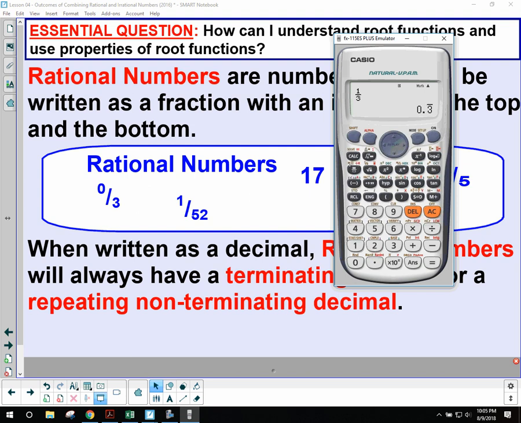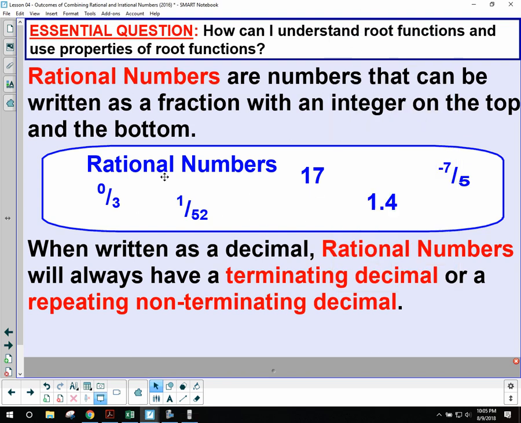Let's look at another example. Let's do 1 over 25. Hit enter. Hit the SD button. Oh, never mind. That was terminating. Let's try something off the wall. 13 over 17. Hit enter. SD. Whoa! If you look, that bar means there's a repeating pattern going on. So integers written over integers is the key here, and those are rational numbers.